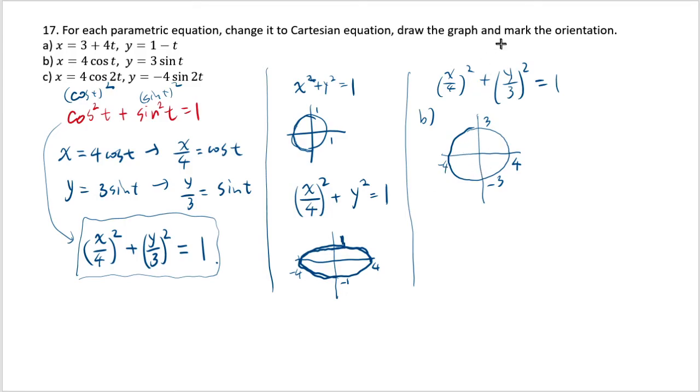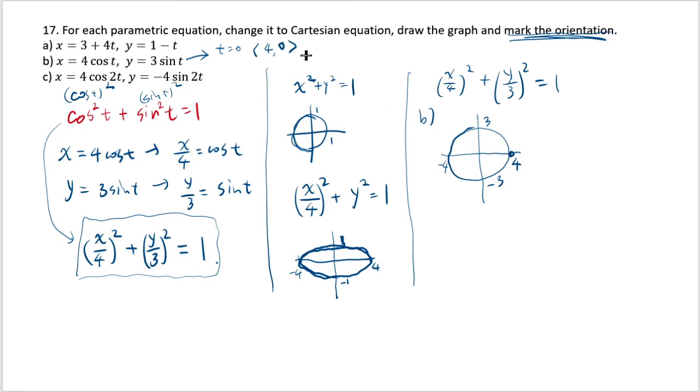except you still have to figure out the orientation. And how do you do that? Again, you can find the derivative and see what that gives you. So x prime, before that, think about where this curve starts. When you plug in 0, cosine 0 is 1, sine 0 is 0. So when t is 0, this curve is at 4, 0, which is this point right here.